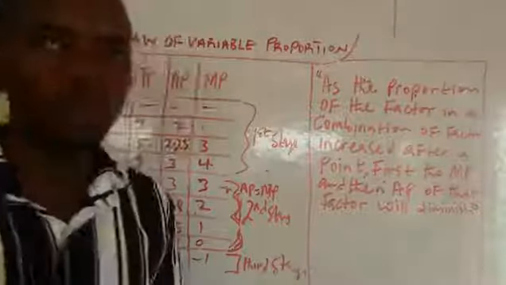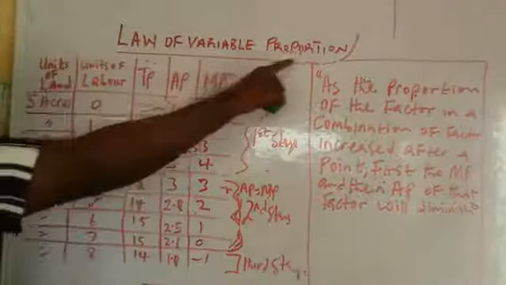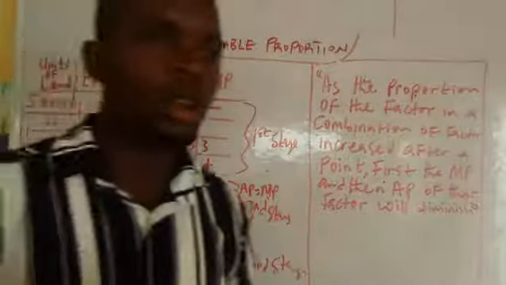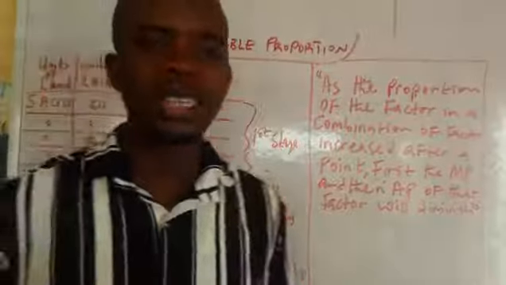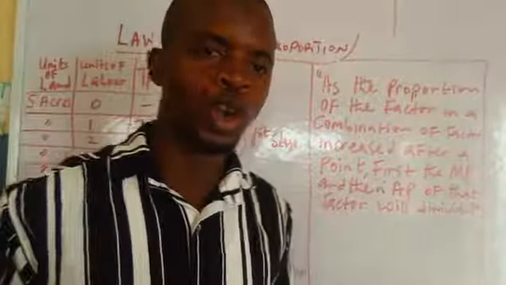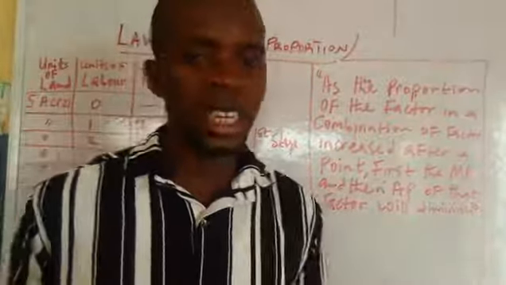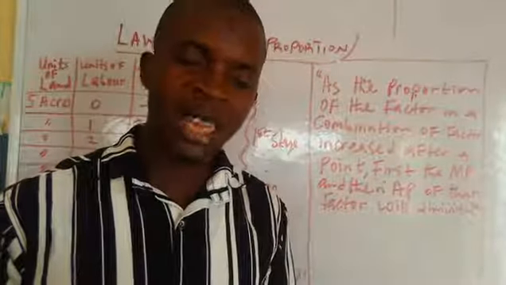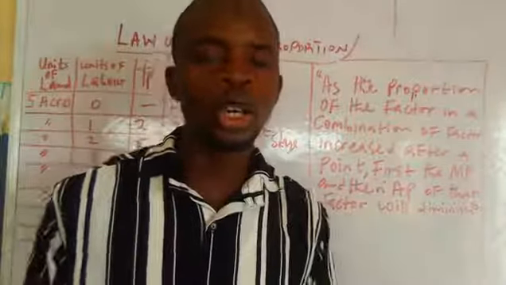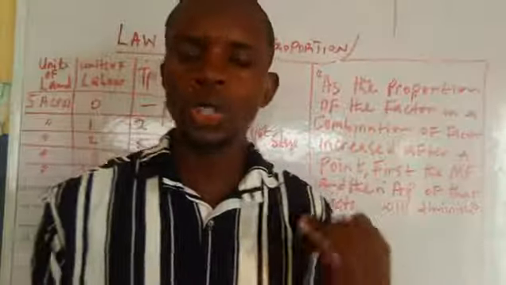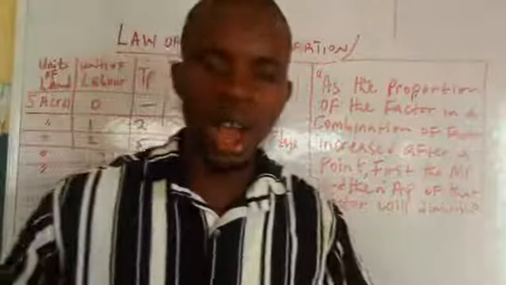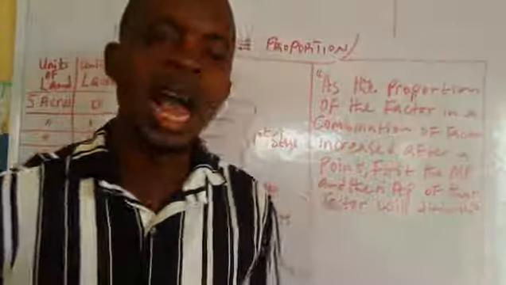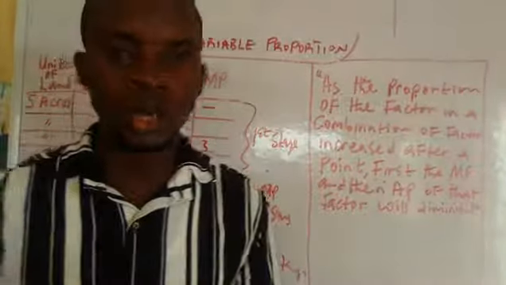In this video, we are going to be looking at the law of variable proportion. When we talk about the law of variable proportion, we are simply looking at the resultant effect of adding extra units of variable inputs in the course of production. That is, when we add more variable input, what is going to happen to our total product, our marginal product, and our average product? That is just what the law of variable proportion is trying to tell us.